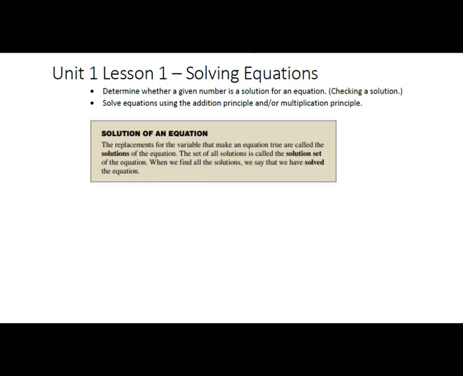and then we'll do some problems with solving linear equations using the addition principle and multiplication principle. I have some important definitions right here. The replacements of the variable that make an equation true are called the solution of that equation. The set of all solutions is called the solution set of the equation. When we find all the solutions, we can say that that equation is now solved. So let's go ahead and get started on our first examples.